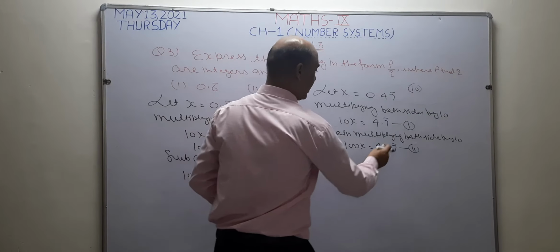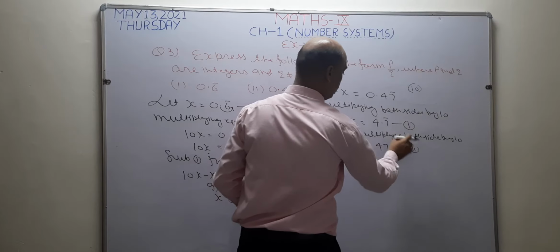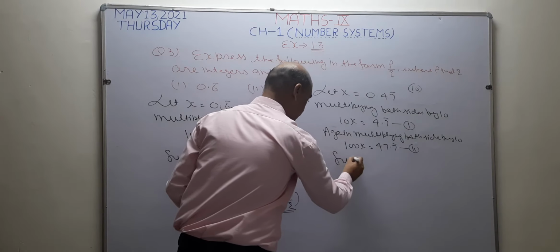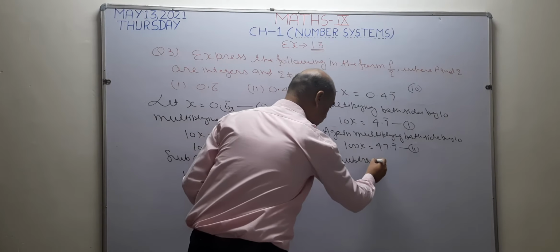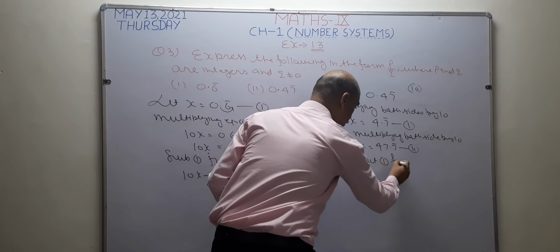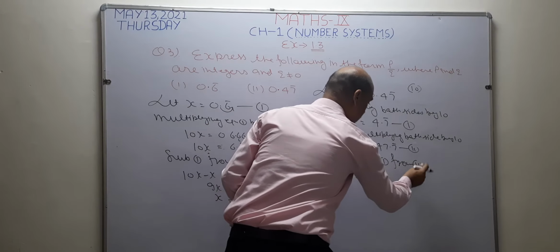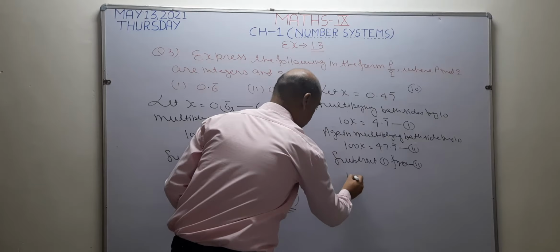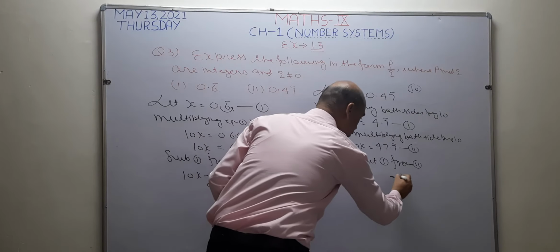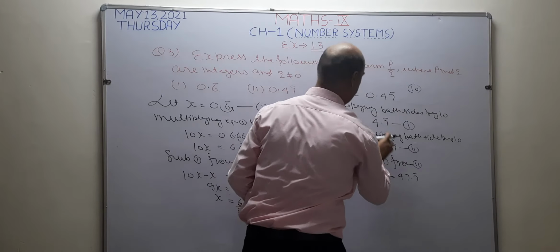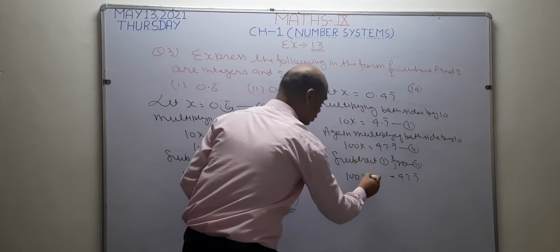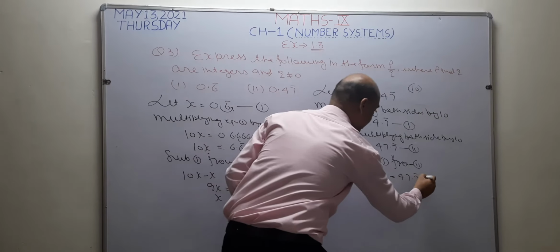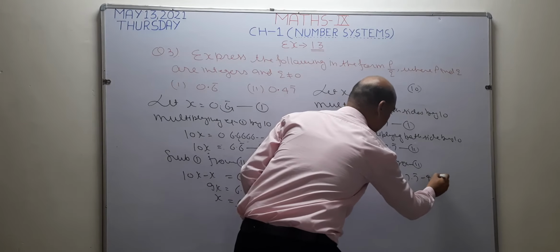Now, what is the next step? We have to subtract equation 1 from equation 2. So right here, subtract 1 from 2. I write down the second equation first. From this equation, I am going to subtract the first equation. So I am going to write here minus 10x and here 4.7 bar.